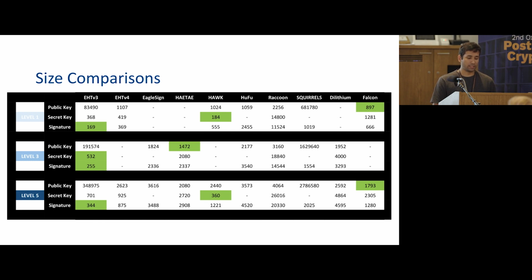Now, comparing the sizes to other schemes, for level 1 security, Falcon has the best, and you can see the highlighted portions for where each one falls. Version 3 does best in terms of its signature size, but at the cost of a ridiculously large public key. So version 4 provides some sort of middle ground to all of this. And if version 3 wasn't in this picture, then version 4 would have the shortest signature, which is still relatively good.